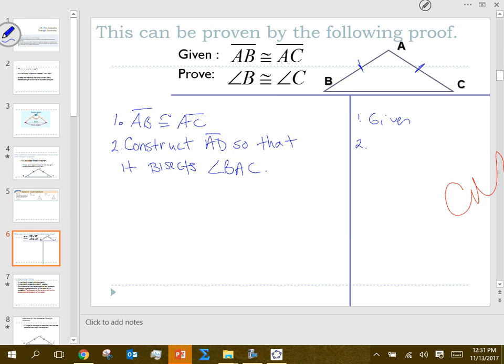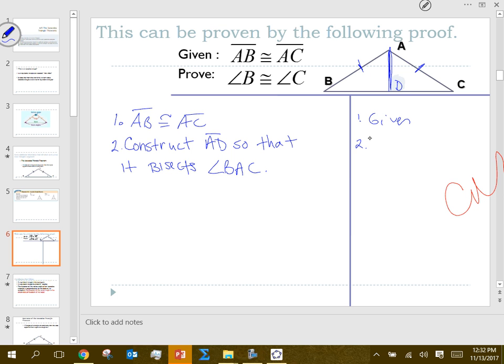Let's assume that we know where that bisector for angle BAC exists. We know it exists. I'm just going to draw it in. I want that segment right there to be AD. I know it exists, so let's just show it. Does that make sense?